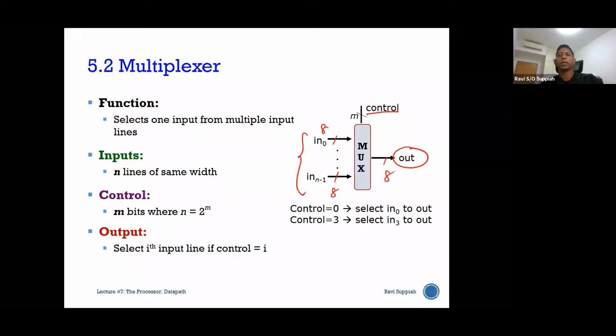Okay, how many input options do I have? If I have 3 bits over here, I can specify 2 to the power of 3, which is 8 possible options. If I have 4 bits, it becomes 2 to the power of 4, which is 16 possible inputs. So the control bits tell me how many different inputs I can have, and out of that, I will select one to be channeled to the output. Okay, so that is the idea of a multiplexer.